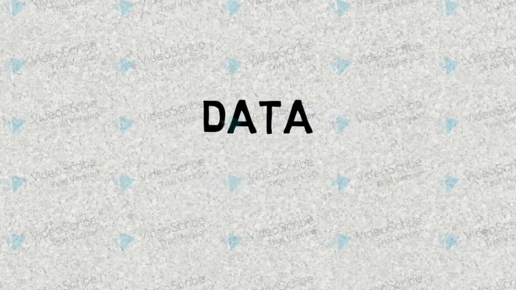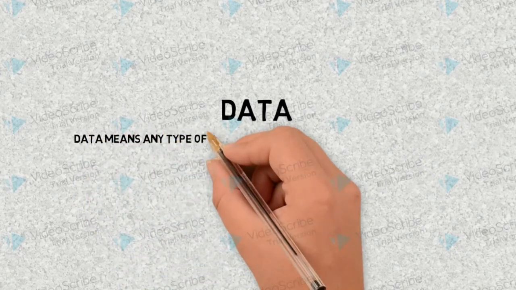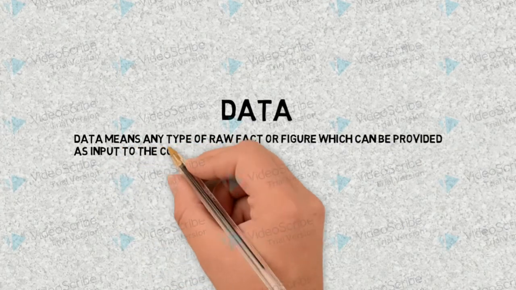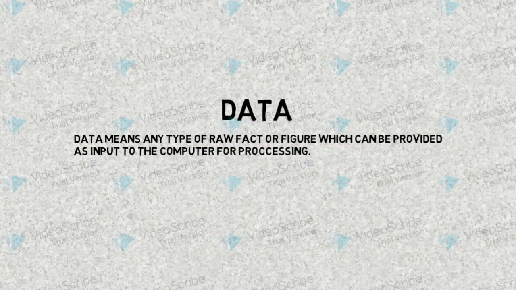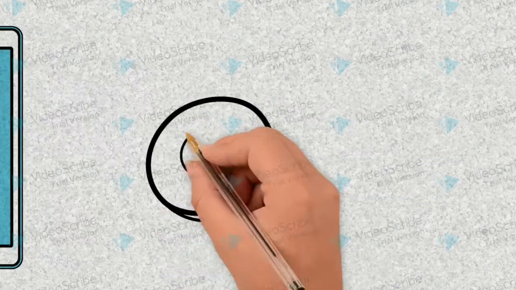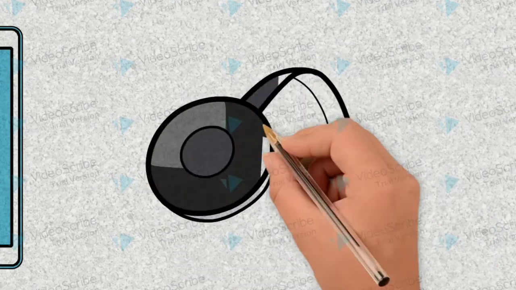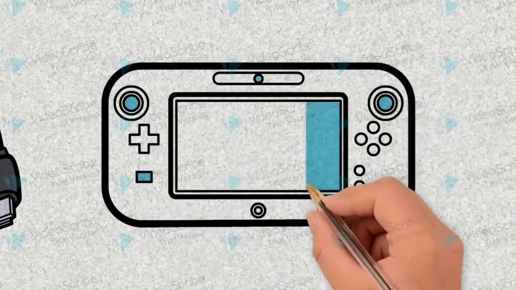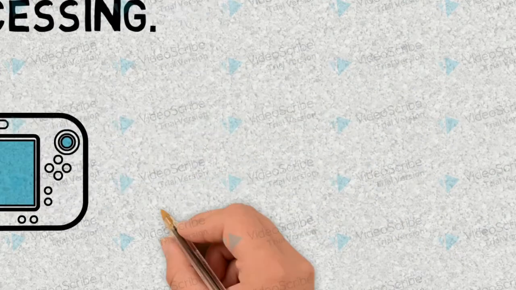Data. Data means any type of raw facts and figures which can be provided as input to the computer for processing. Data can be in the form of text, sound, graphics, image, or video.